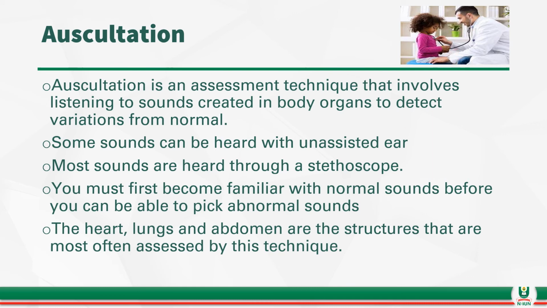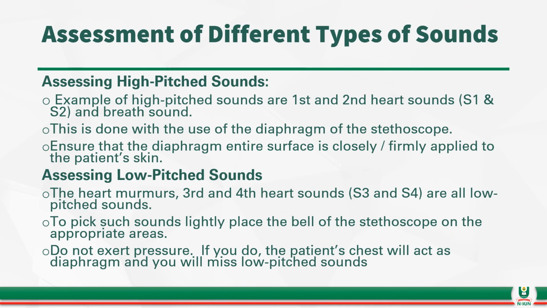You must first become familiar with normal sound before you can pick abnormal sound. The heart, lungs, and abdomen are the structures that are most often assessed by this technique. Assessment of different types of sound. Assessing high-pitched sound: examples of high-pitched sound are first and second heart sound, that is S1 and S2, and breath sound. This is done with the use of the diaphragm of the stethoscope.